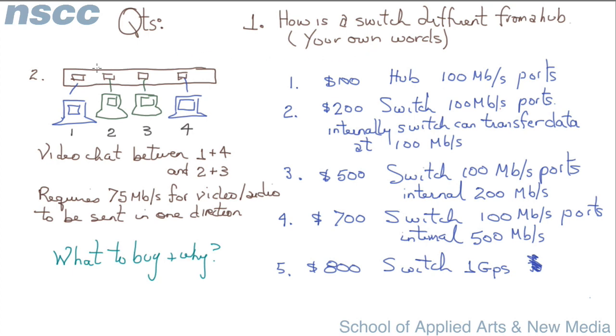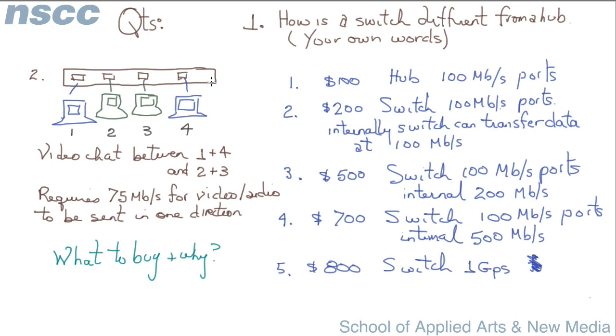In the second example here, I've got a 4-port device, and what we're trying to set up here is a video chat between machines 1 and 4 and a different video chat between machines 2 and 3. The video chat requires 75 megabits per second for video and audio sent in one direction. So that's the requirements of the codec and the webcam that we're using inside these machines. So what device would I need to buy and why? And I want the cheapest device that I can get away with.